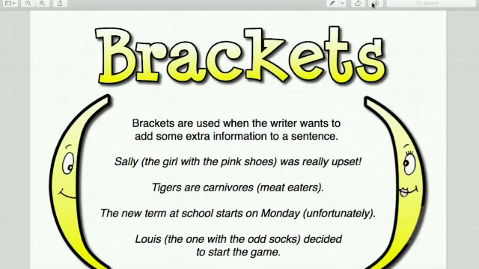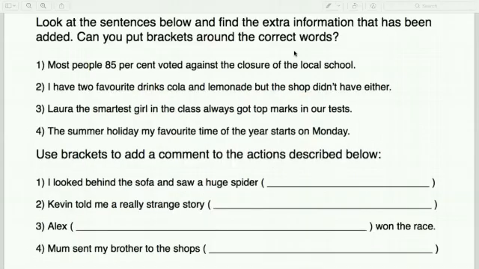Okay, so now we're going to do a little exercise. So we're going to have a go at doing this. Let's just check that you are still seeing my screen. I believe you are. So the question here says, look at the sentences below and find the extra information that's been added. Can you put brackets around the correct words? So let's look at number one. Most people, 85%, voted against the closure of the local school.